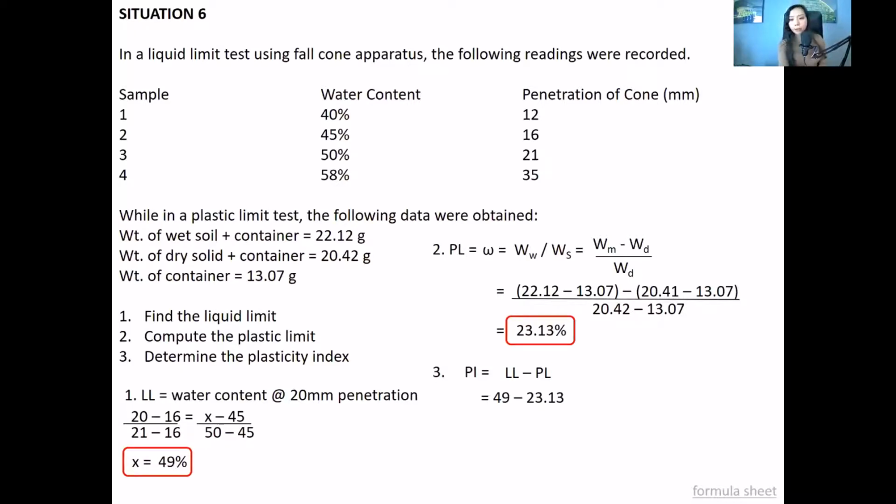What is my plasticity index? Correct. Engineer Renzi is correct. It's 26 or 25.87%. And also Engineer Roxanne.